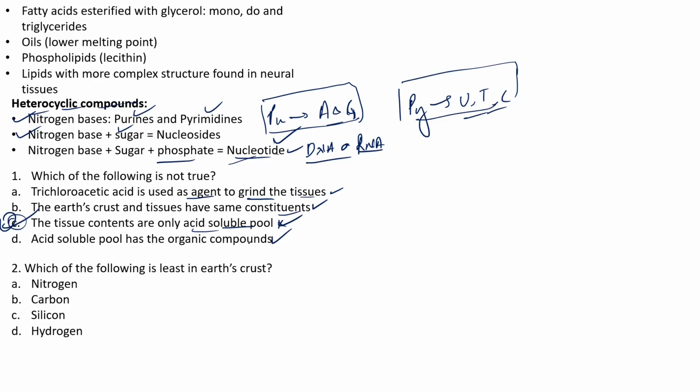Now the next question: which of the following is least in the earth's crust? You have to go to the table and refer to which of the following is the least earth crust constituent: nitrogen, carbon, silicon, or hydrogen. The very little constituent mentioned in your textbook is nitrogen. So the right answer is nitrogen. Silicon is the second highest constituent, we all know that. So the right answer for this question is A, nitrogen.